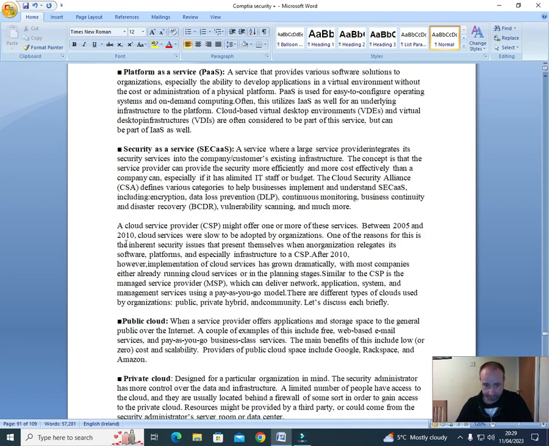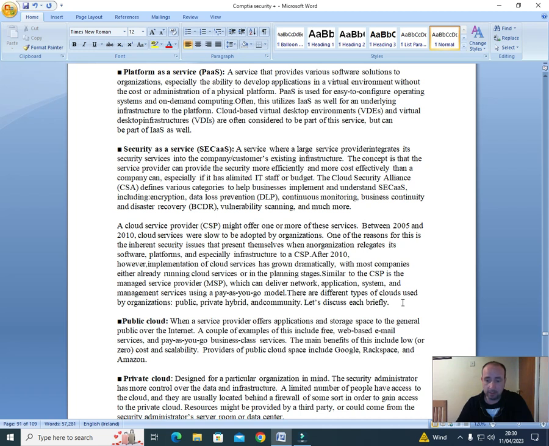Between 2005 and 2010, cloud services were slow to be adopted by organizations. One of the reasons for this is the inherent security issues that present themselves when organizations relegate their software platforms, especially infrastructure, to a CSP. After 2010, however, implementation of cloud services has grown dramatically, with most companies either already running cloud services or in the planning stages. Similar to the CSP is the managed services provider, MSP, which can deliver network, application, system and management services using a pay-as-you-go model.